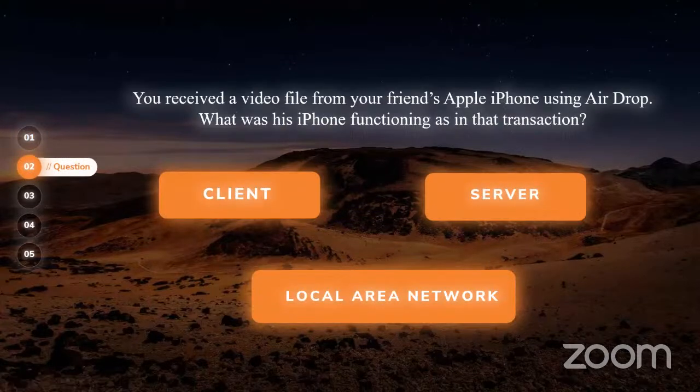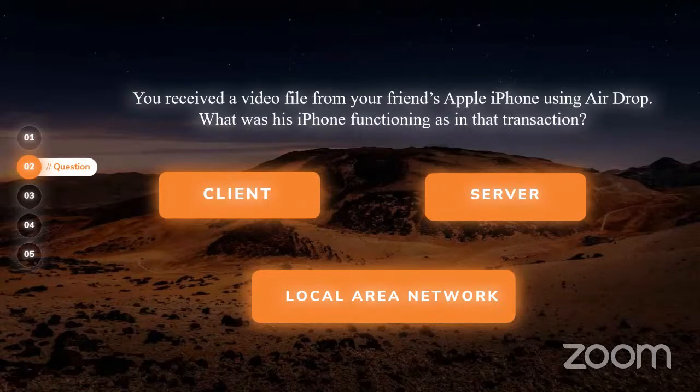You received a video file from your friend's Apple iPhone using AirDrop. What is his iPhone functioning as? Client, server, or local area network? Server. Client. Okay, receiving is a client. Local, I think. Okay, I got three answers. See, always the receiver is a client and the sending person is a server. That's what you need to catch here.